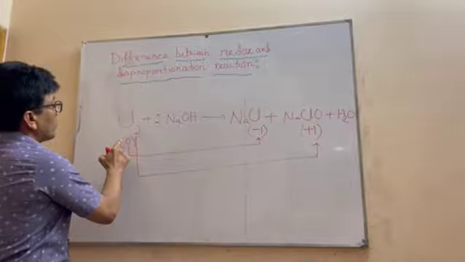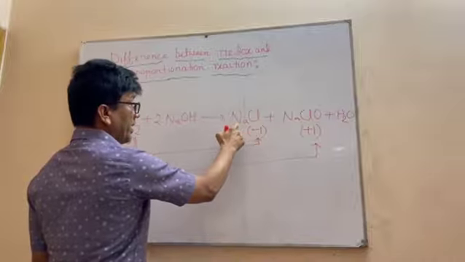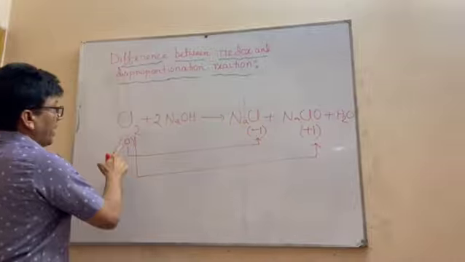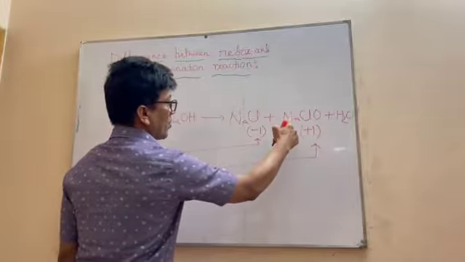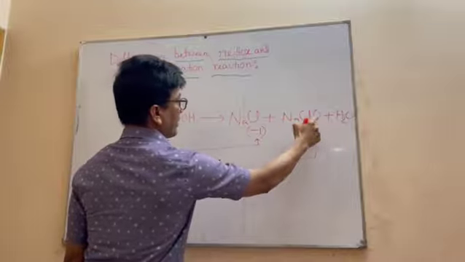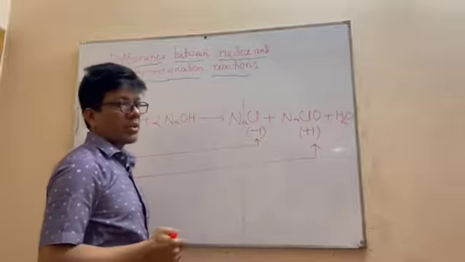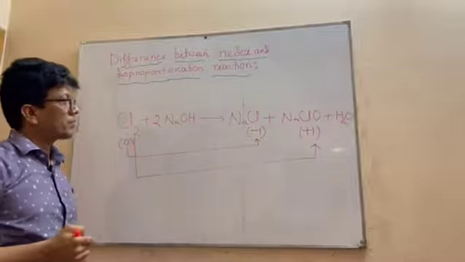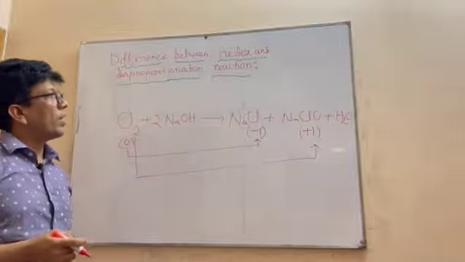Chlorine is reduced 0 to -1 in NaCl and chlorine is oxidized 0 to +1 in NaClO, meaning sodium chlorate 1. This name is sodium chlorate 1 because the oxidation number of chlorine is +1. So this is a disproportionation reaction.